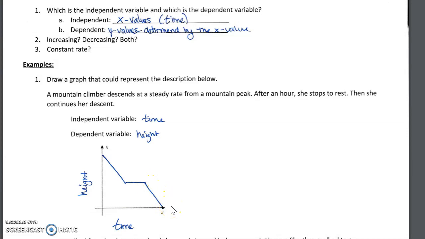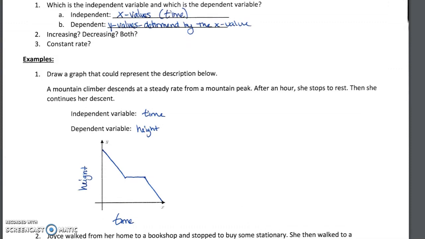So those are things that you have to think about, right? Is it consistent? Is it changing? Is it inconsistent? Is it curved? Is it straight? These are things that you have to interpret from the story problem. It's not necessarily an easy thing to do. It's really going to make you think a lot about what you're doing.